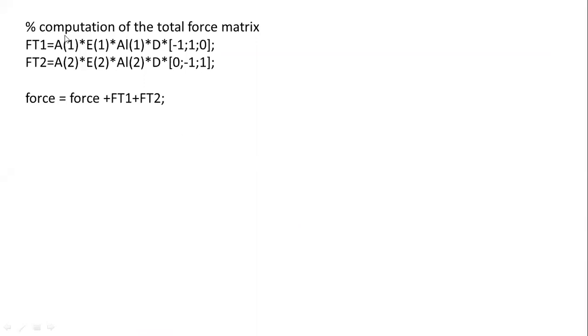So here write simply computation of total load vector. यहाँ पे generalized prepare नहीं किया, we can modify according to requirement. So here there are only two elements. So I am writing FT1 and FT2. Same problem, AL. Here A means area, AL means alpha.